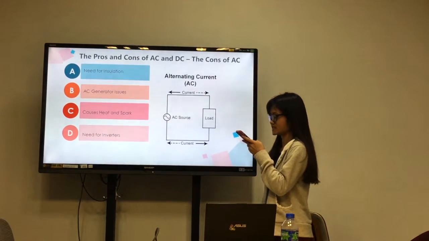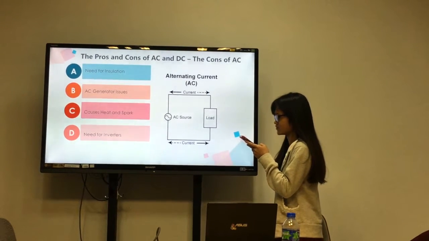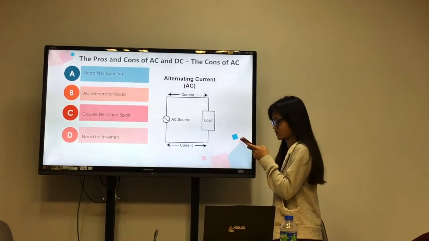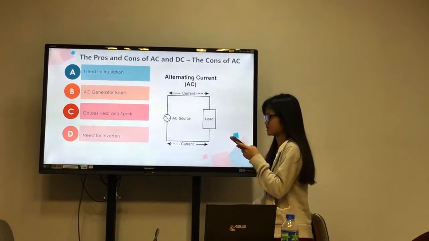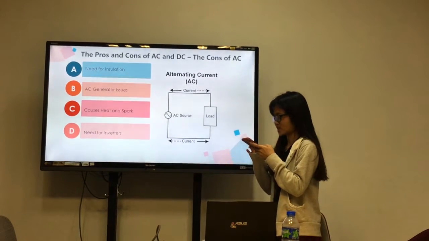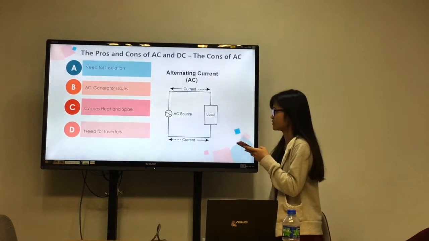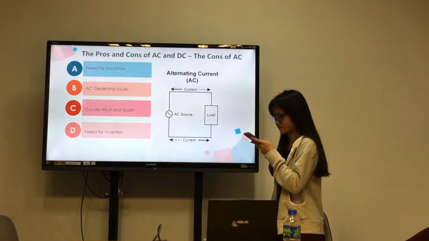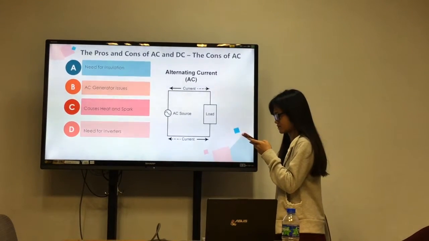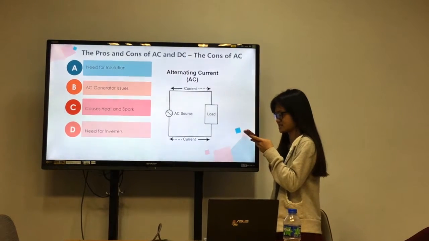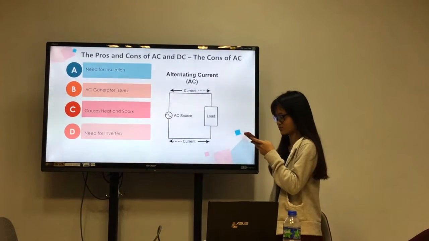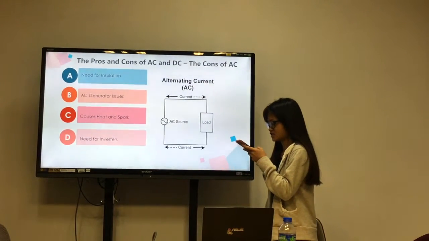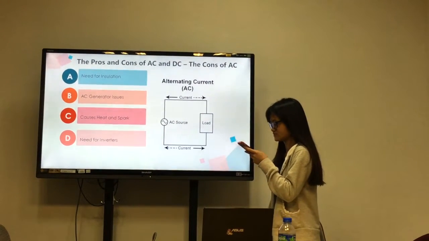AC tends to cause heat and sparks that make potential fire and electric shock. This is because the AC generator needs to produce a higher current. And the last one is the need for an inverter. The waste associated with converting energy can be between 5% and 50%. Also, most of the appliances designed for AC use are wasteful.